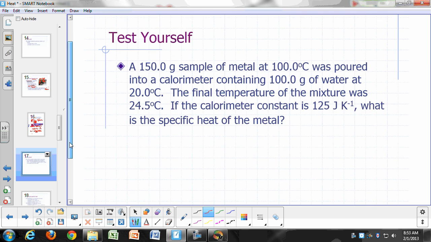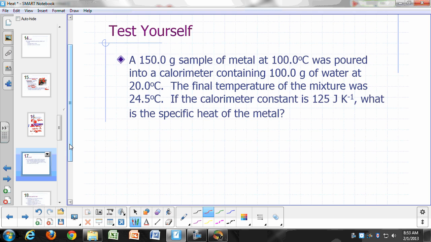Alright, so now that you've standardized your calorimeter, you can now use it to make measurements. So here's an example. Let's say you have a 150 gram sample of metal at 100 degrees Celsius. You poured it into a calorimeter containing 100 grams of water at 20 degrees. You measured the final temperature of the mixture to be 24.5 degrees Celsius. So if the calorimeter constant is, let's say you've already measured it before, you found it to be 125 joules per Kelvin, what's the specific heat of the metal?